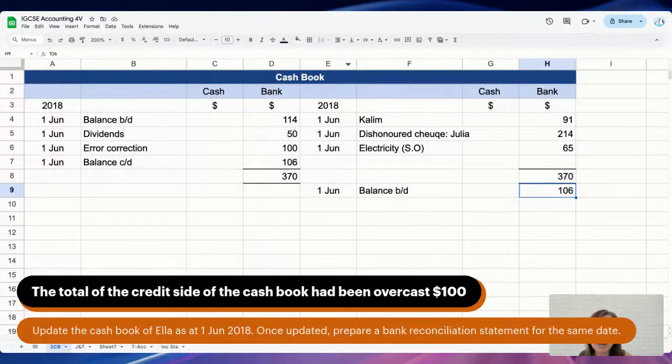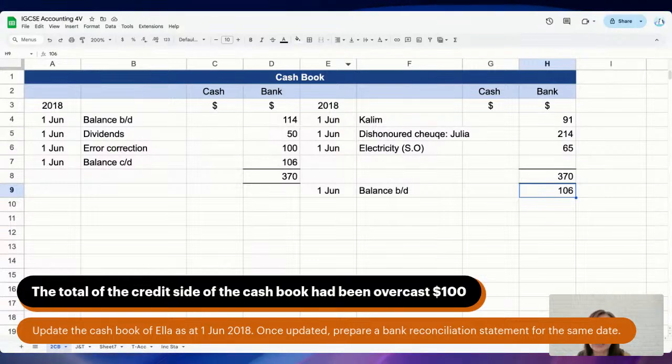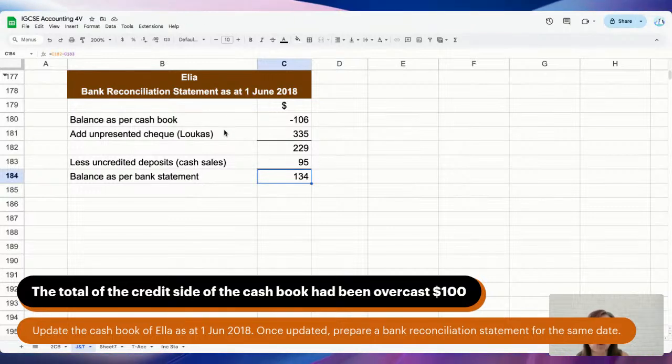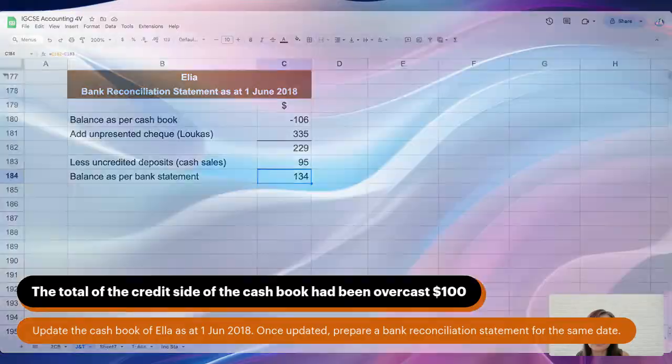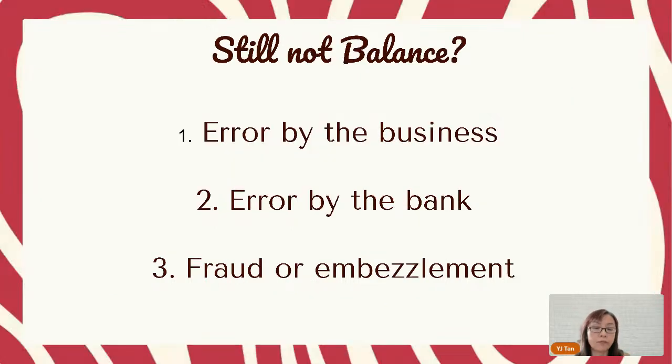Once updated, prepare a bank reconciliation statement for the same date, right? So you see when I explained to you, we actually did the bank reconciliation for 1st of June. So this is the format that we are using. Okay, so all right, and then we go back to the slide. All right, so we have solved the case of example 3.